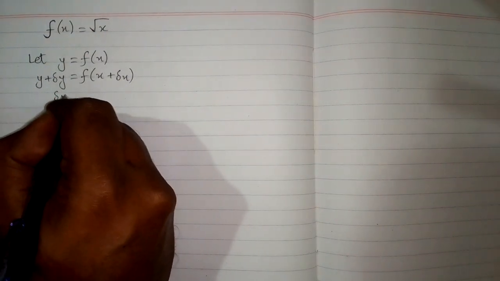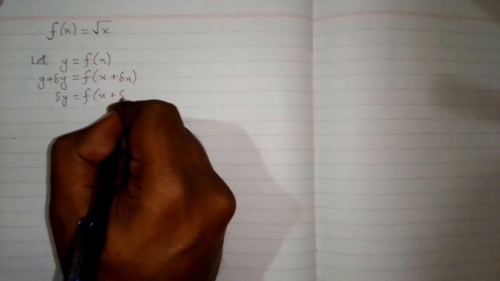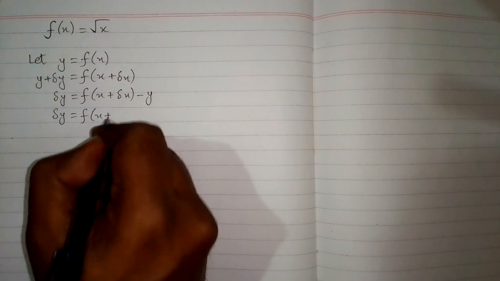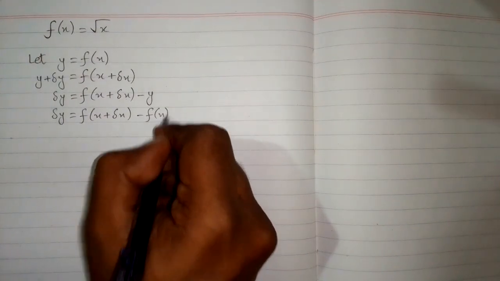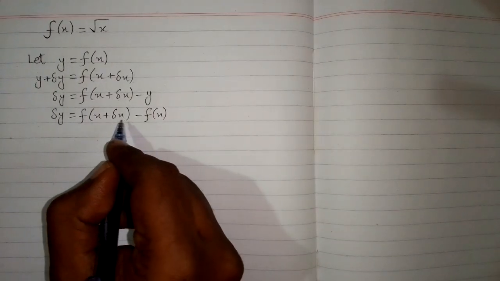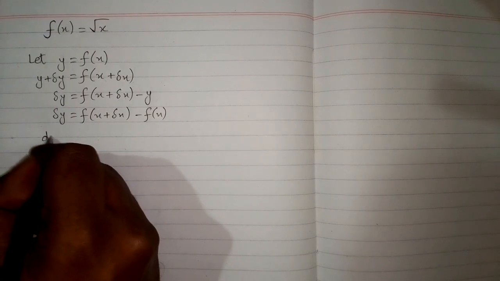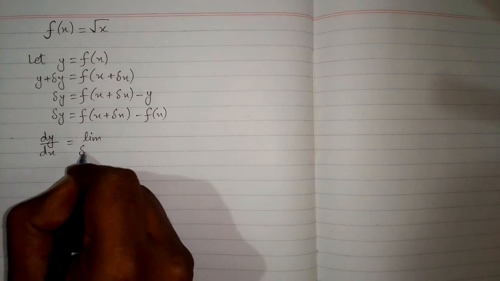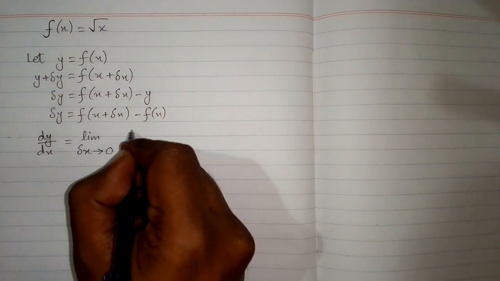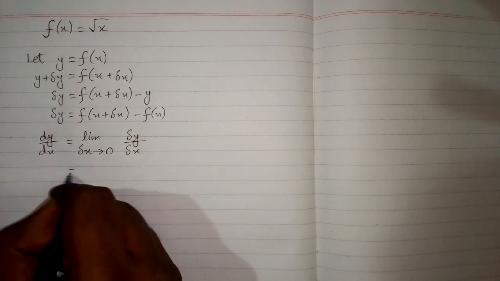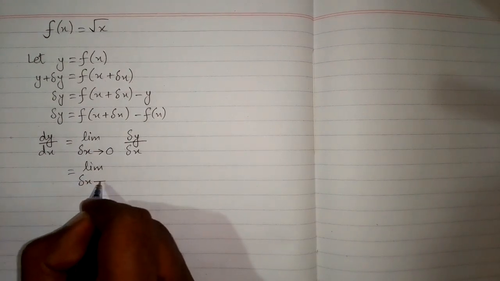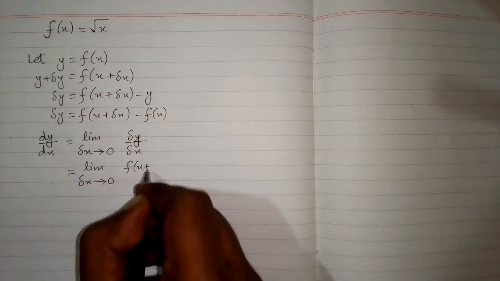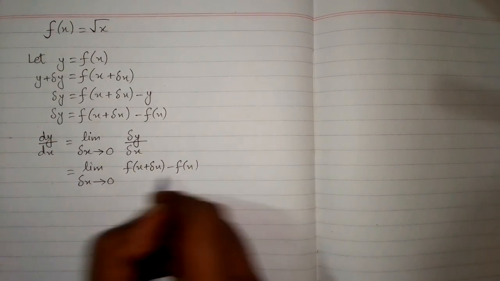So this delta y can be written as f of x plus delta x minus y, and then we can put f of x in place of y. So delta y is equal to f of x plus delta x minus f of x. Now, by first principle, the definition of the derivative is dy by dx is equal to limit delta x approaches to 0 delta y upon delta x. So we have limit delta x tends to 0, and in place of delta y, we will put this value. So we have f of x plus delta x minus f of x upon delta x.